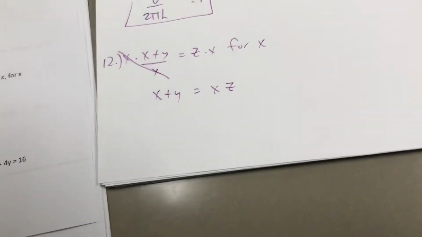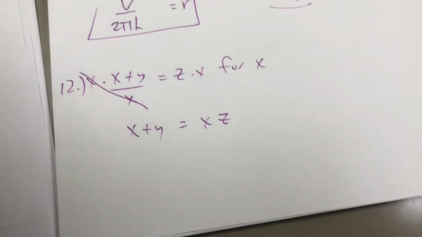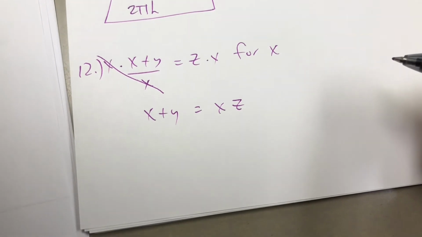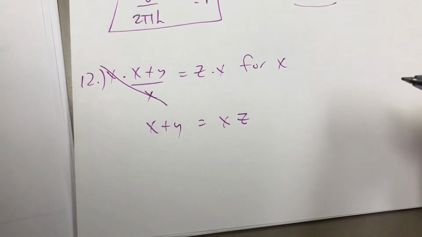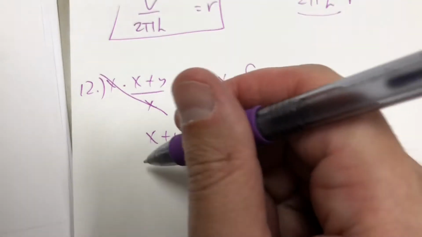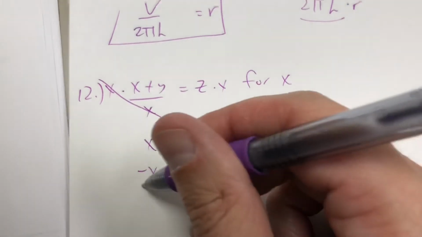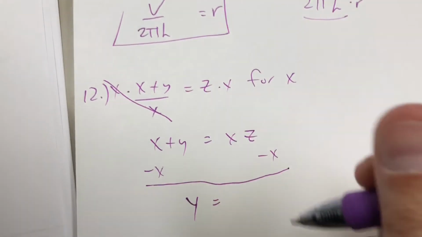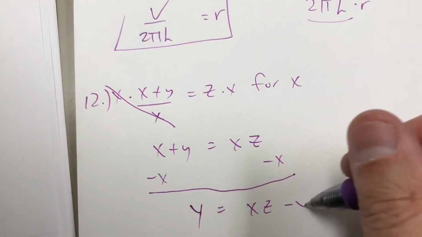The little trick here, and you're going to see this in the quadratics unit, you can put every term that has an x on the same side of the equation, and you can put everything else on the other side. So I'm going to move the x over to the right, and that's going to leave me with y is equal to xz minus x.